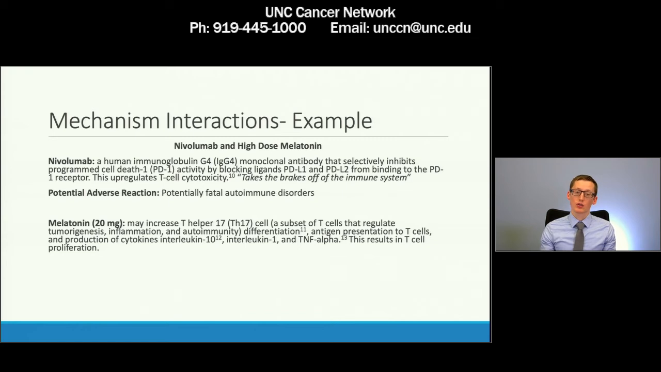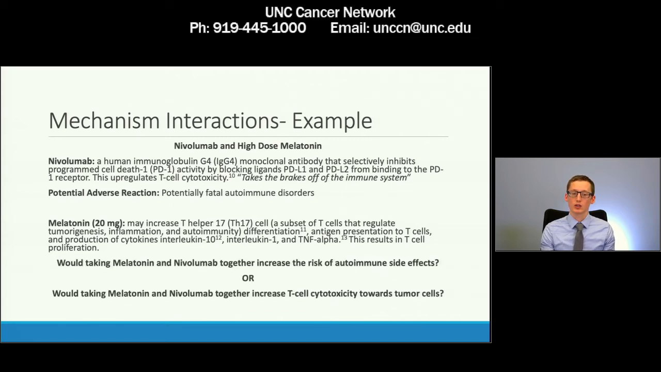Now let's look at high-dose melatonin. For those who aren't aware, the higher doses of melatonin, up to 20 milligrams, have some preclinical data showing that they might be immune stimulating. Melatonin may increase T helper 17 cell differentiation. It may increase antigen presentation to T cells and production of the cytokines interleukin 10, interleukin 1, and TNF-alpha. All this results in T cell proliferation. So while it's not doing the exact same thing as nivolumab, it's along the same lines. It's pushing the immune system a little bit, through T cells.